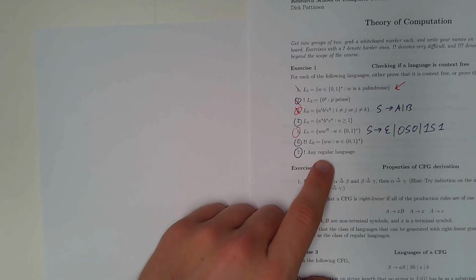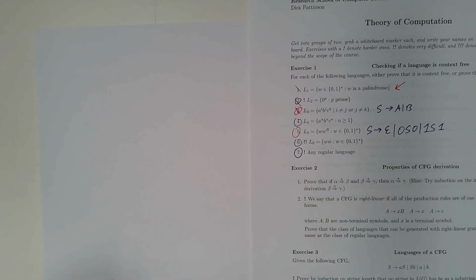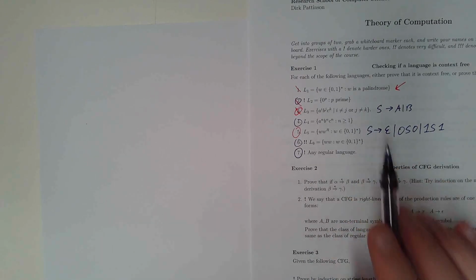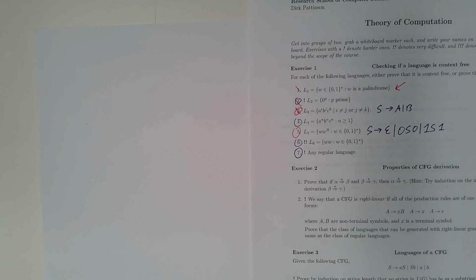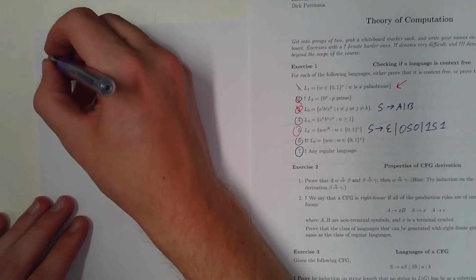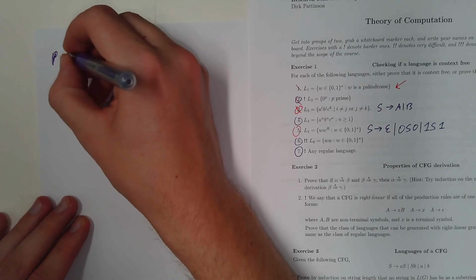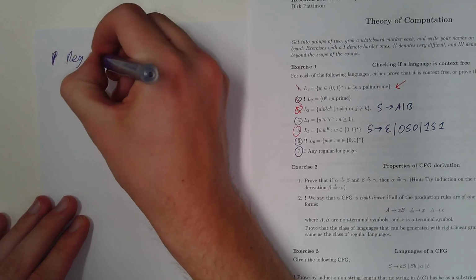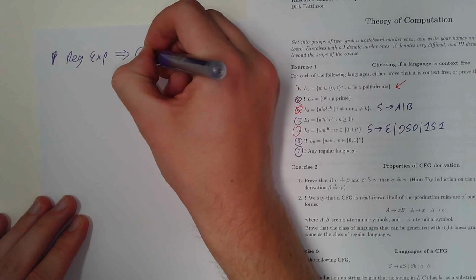Well, what's the definition of a regular language? It's anything that can be created with a regular expression. And what's the definition of a context-free language? It's anything that can be created with a context-free grammar. So I'm going to demonstrate that we could take a regular expression and convert it to a context-free grammar. Okay, so regular expression to context-free grammar.